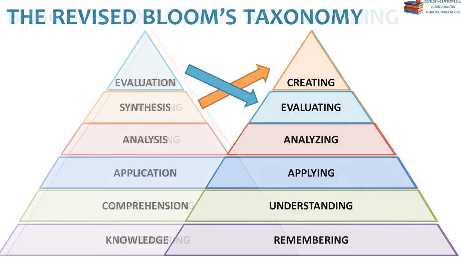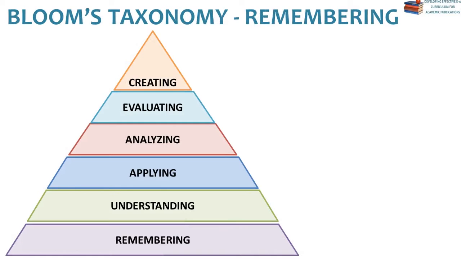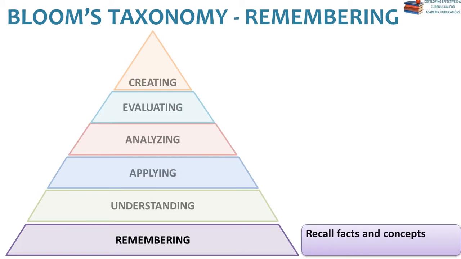Let us now take a closer look at each of the 6 levels of the revised Bloom's taxonomy. The first Bloom's level, remembering, focuses on learners' ability to simply remember and recall facts and concepts that they have been exposed to. Examples of skills in this level would be defining, listing, identifying, labeling, and tabulating.